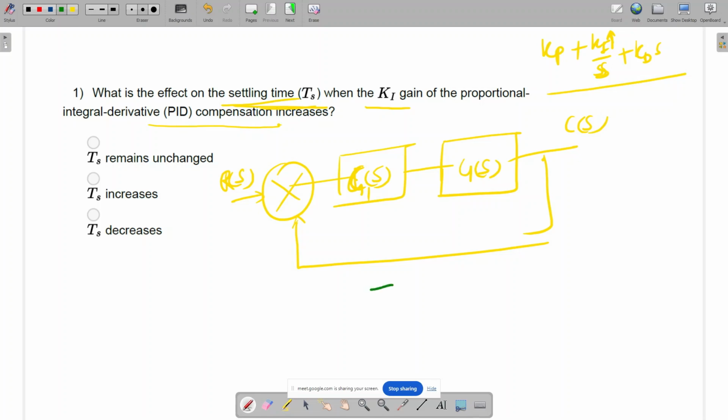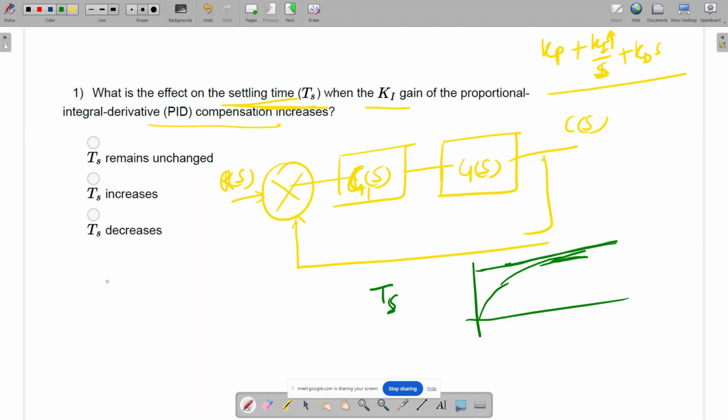What is Ts? Time to reach 50% of the final value? That is rise time, no? See, let's say it is 90%, 0.9. Yes. So we'll see one example.